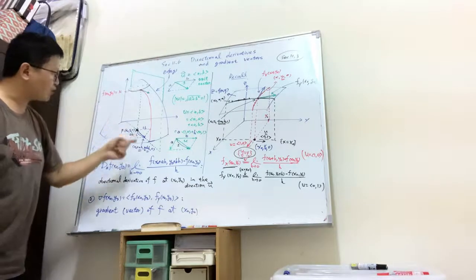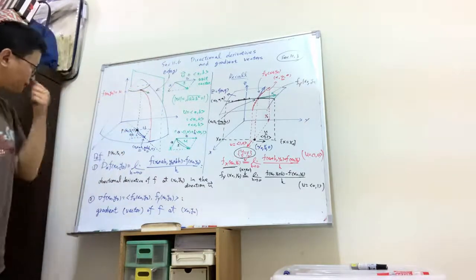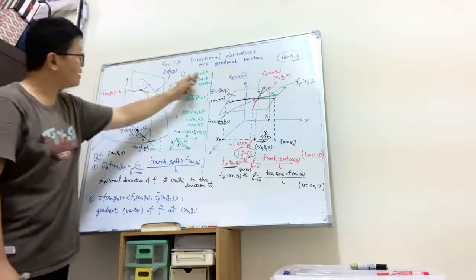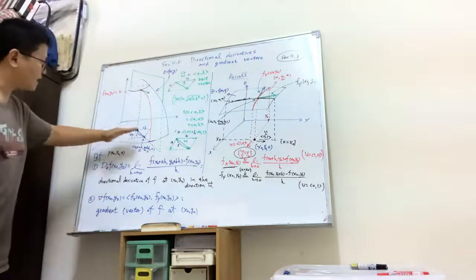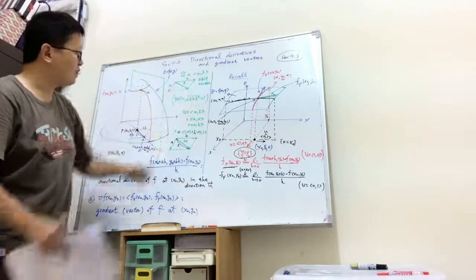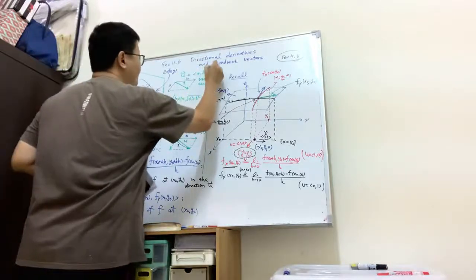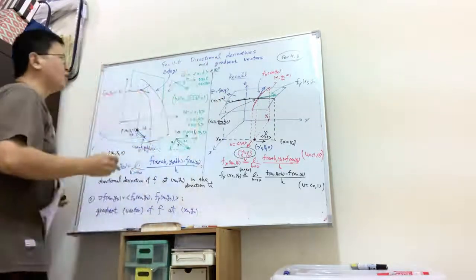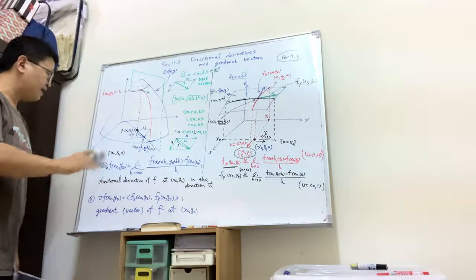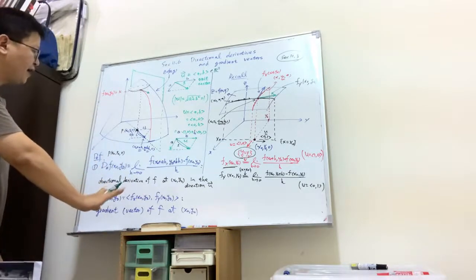So for this direction, if I call it AB, u equals (a, b), because here we just focus on the xy plane. So we just consider it a vector in R2 space.